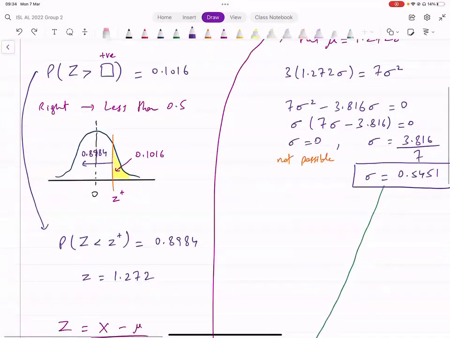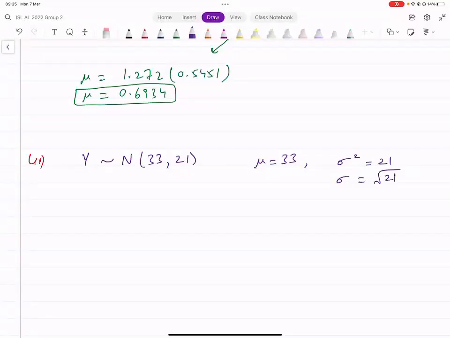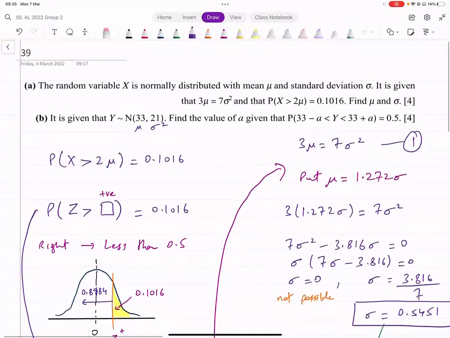Okay, so we've got y is normally distributed with 33 and 21. What that means is mu is 33, sigma square is 21, and therefore sigma is square root of 21. Okay, we have to find the value of a given that probability that y is between 33 minus a and 33 plus a. That probability is equal to 0.5.